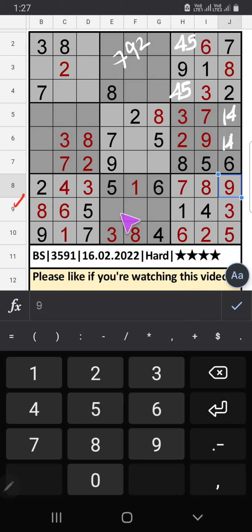Ninth row, 3 numbers are remaining, 7, 9, 2. Column E we have 7 and 9. 7, 9 can't come in this cell, it will come in any one of the cells, we will confirm later. Then only 1 number is remaining, 2. 2 is confirmed here. We will confirm later 7 and 9.